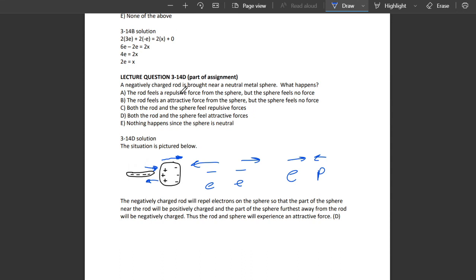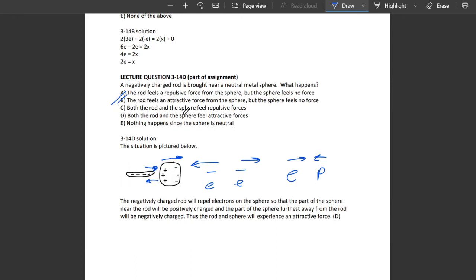So analyzing the answer choices, let's break them down. A: the rod feels a repulsive force from the sphere, but the sphere feels no force. Well, no, we said that the sphere feels a force attracted toward the rod, so A is not the answer. B: the rod feels an attractive force, but the sphere feels no force. We just said that the sphere does feel a force, and we know that the rod feels an attractive force as well, so B is false.